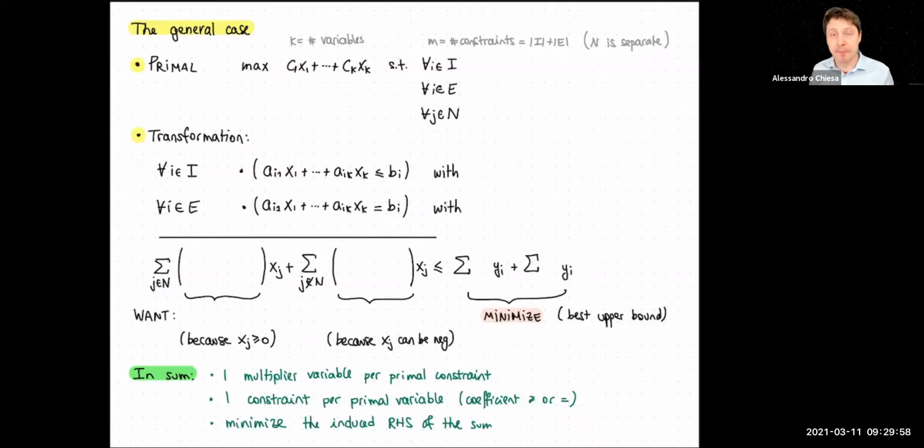So we're going to do that. So first we have to write a generic primal LP. So let's do that. So we're going to maximize some objective function. In this case, we're going to call it k variables. So here we have generic coefficients C1, C2, blah, blah, blah, up to Ck, right? So this is a general objective function.